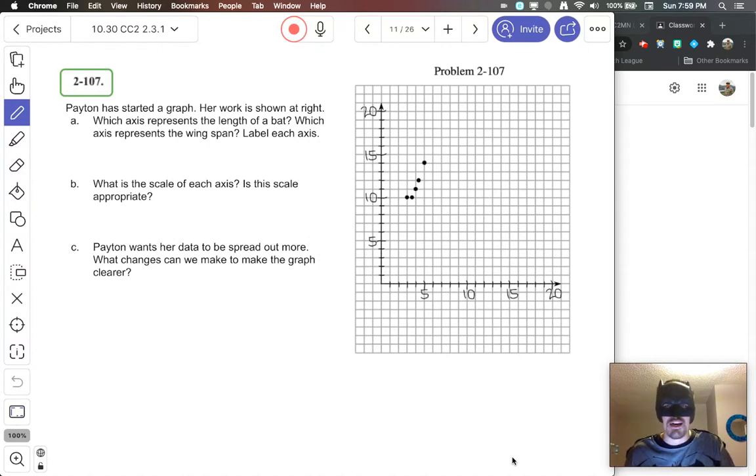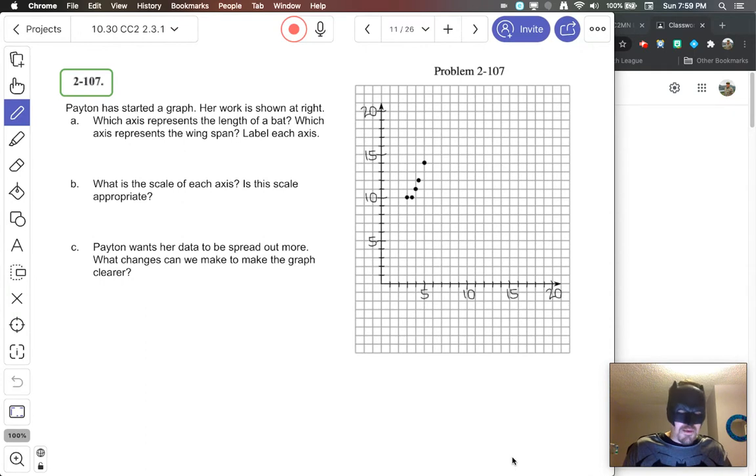Taking a look, if you would, go ahead and draw this graph on your piece of paper. When you do so, go ahead and restart the video. So hopefully you have a graph now that looks pretty similar to the one that is here.